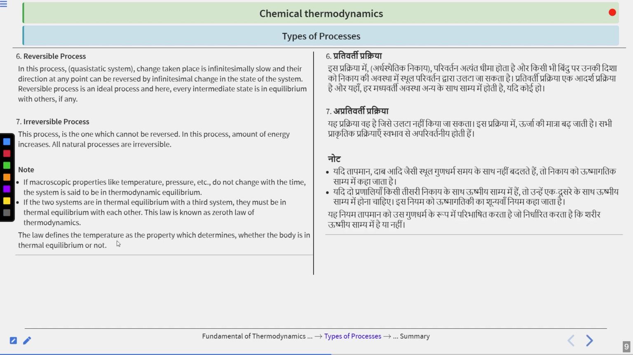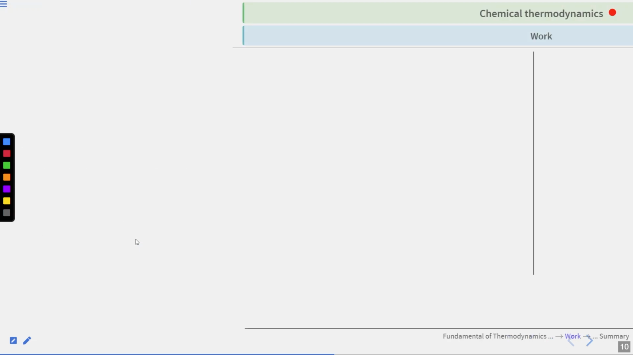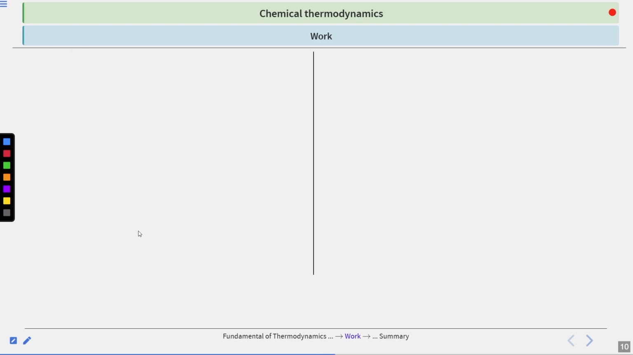Now this law defines temperature as the property that determines whether a body is in thermal equilibrium or not. Now moving further. Further we will see what work is. Okay, so moving on to work.